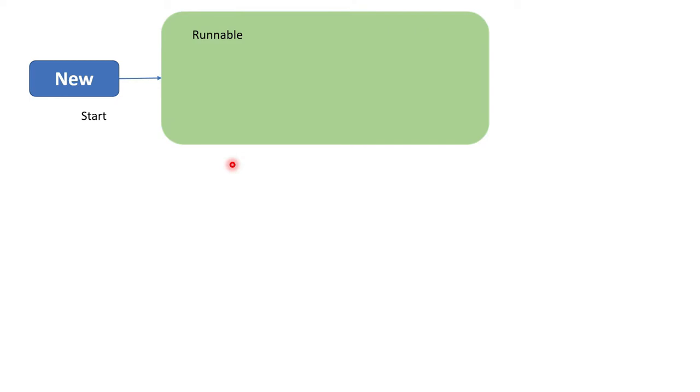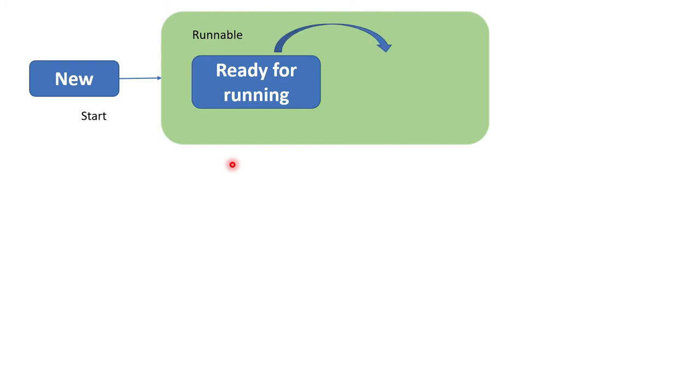So when a thread is first created, at that time it will be in the new state. When it is started, at that time it will enter into the runnable mode, meaning this thread is now eligible for running. So, ready for running state. But it is not guaranteed that the thread scheduler will assign it and it will start running. When it is scheduled by the thread scheduler, at that time it will be in the running mode.